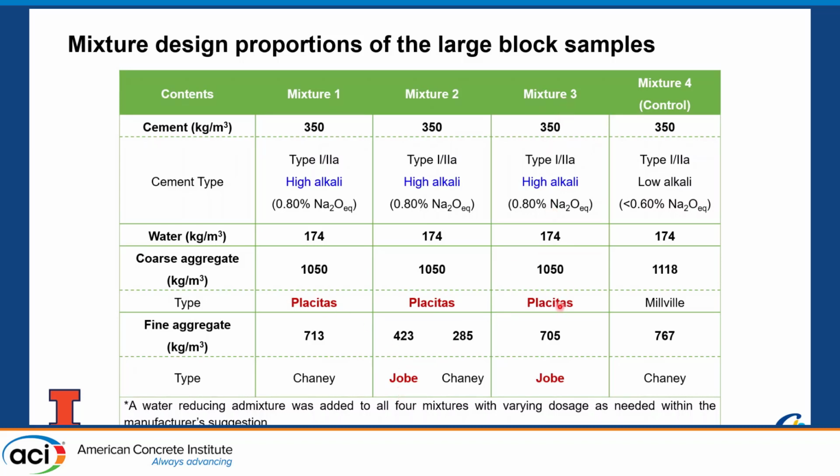Mixture 3 had fully reactive aggregate. Mixture 2 had fully reactive coarse aggregate and half of the fine aggregate. Mixture 1 had fully reactive coarse aggregate and none of the fine aggregate. Okay? So the thinking was that, okay, mixture 4 would have no expansion. 1 would be next, 2 would be next, and 3 would be the most. That was the thinking, right?